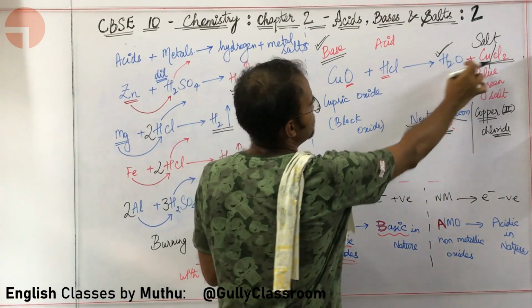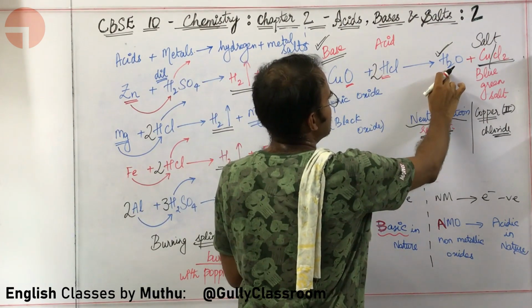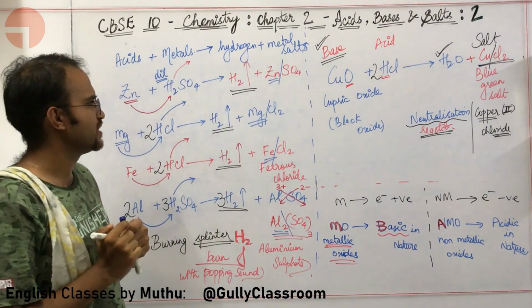Let me check this equation. Here you have Cl2, so you need to have a 2 here. 2 hydrogen here, and also 2 hydrogen there. Hence all the equations are balanced.